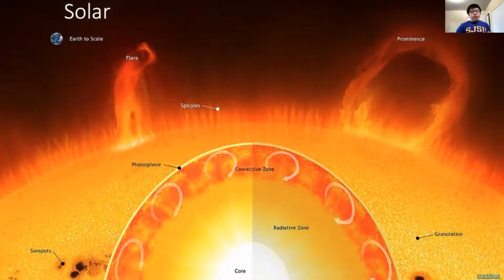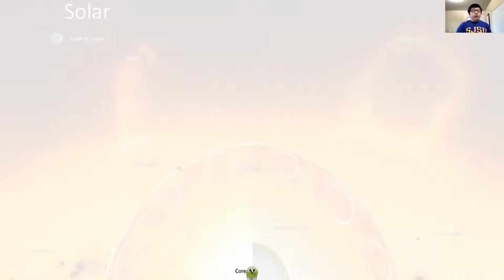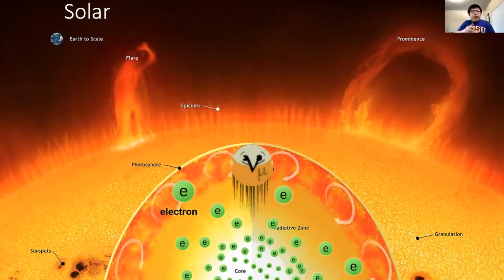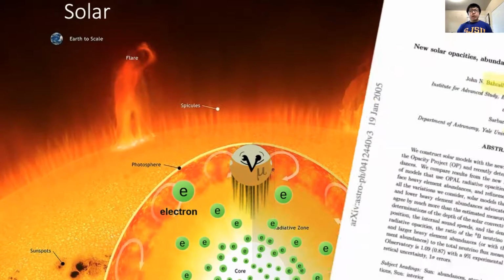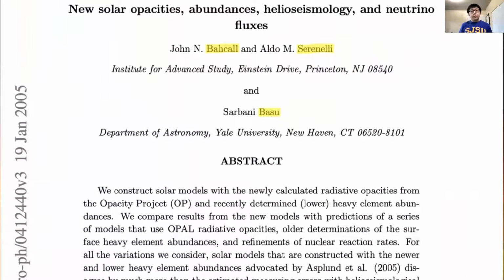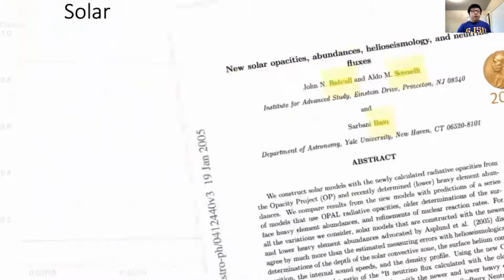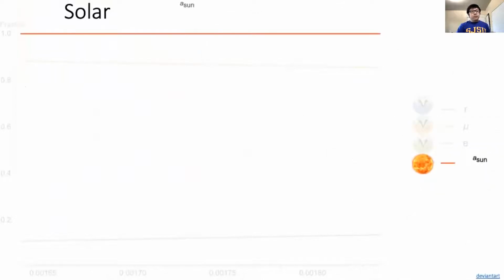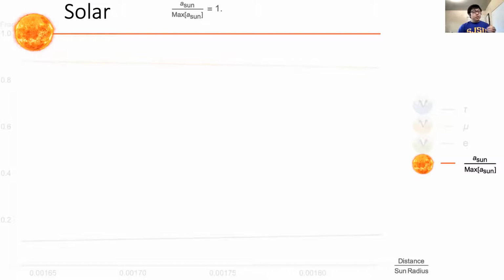In the sun, neutrinos are being created at its core. And as they rise to the surface, they encounter layers of electrons with varying density. Highest density and closest to the core, lowest at the surface. Using solar models by Bahcall, Serenelli, and Basu, which was the subject of the 2002 Physics Nobel Prize, we incorporate in our model the electron density of the sun in dark orange. We also divide by the maximum value so that 1 corresponds to the maximum density. We also divide our distance by the sun radius so that 1 corresponds to the surface of the sun.